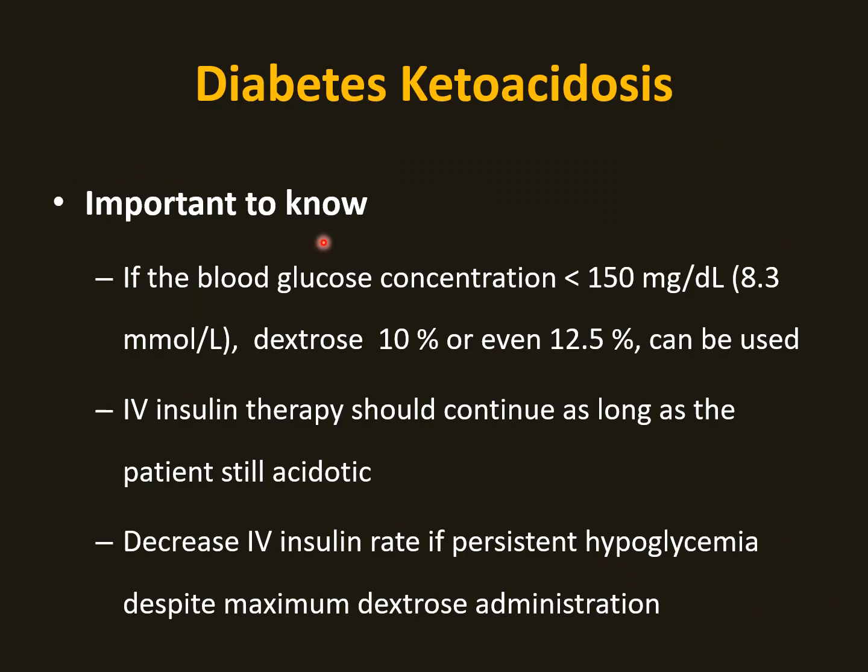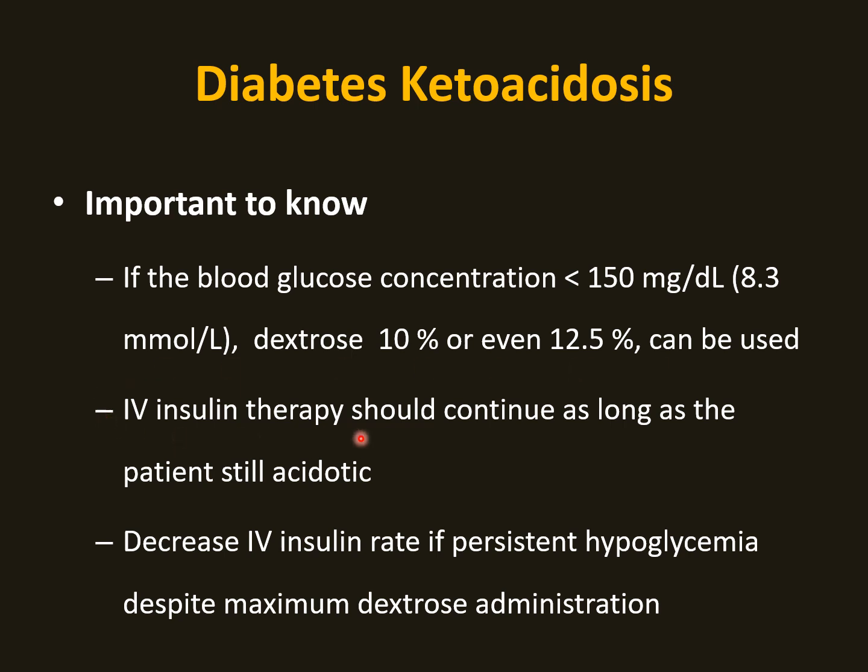Very important to know about DKA. If the blood glucose concentration drops to less than 150, in this case you need to change the IV fluid. Instead of D5, you may go to dextrose 10% or even 12.5%, because the goal here is to correct the acidosis with the insulin. Blood sugar will correct faster.